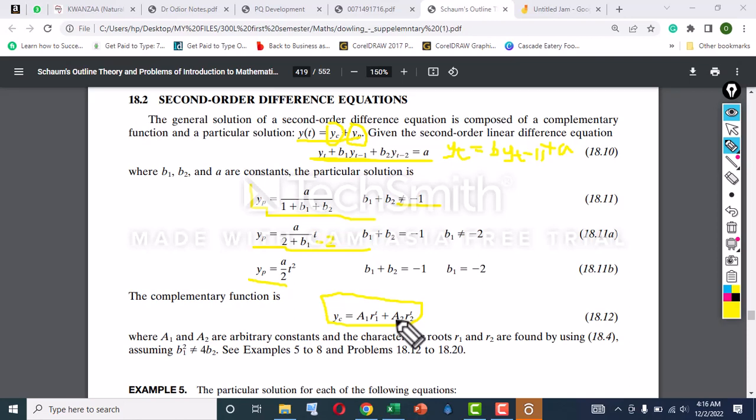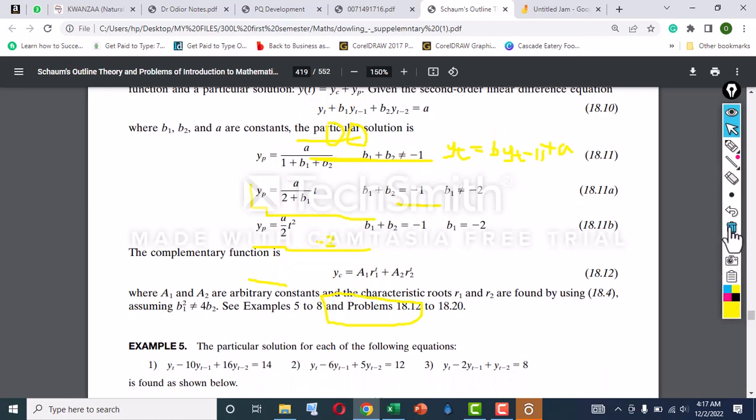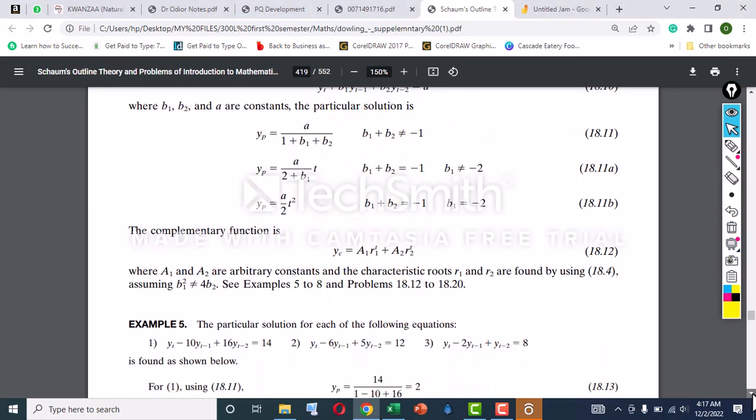In differential equations, if I can remember, we have a1 e raised to power rt, but here can you see that that's not what we are having? In difference equations this is what we have, but the r is still the same. We still have the same formula for our r1 and our r2. So that is what you should take note of. Let's get to one example and do that, then we'll move on.